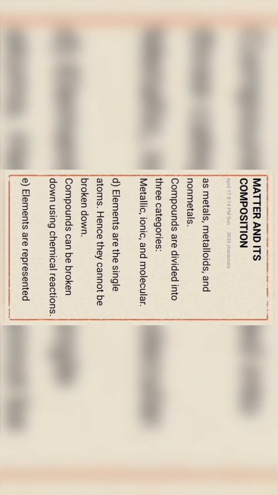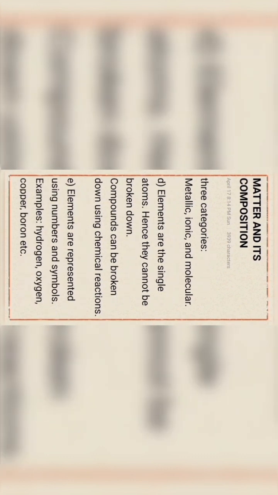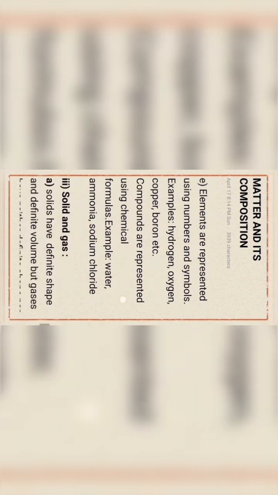Next part of the difference between element and compound, D option. Elements are single atoms, hence they cannot be broken down. Compounds can be broken down using chemical reactions. Next difference part, E. Elements are represented using symbols. Example: hydrogen, oxygen, copper, carbon, etc. But compounds are represented using chemical formulas. Example: water, ammonia, sodium chloride.